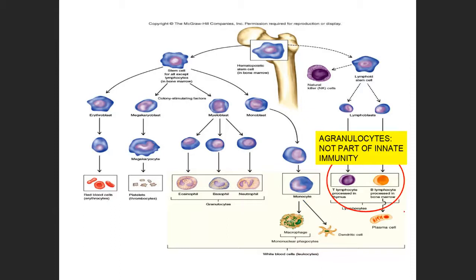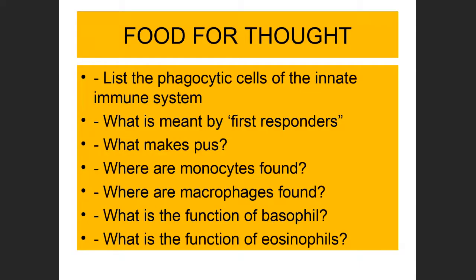And then the agranulocytes are not part of innate immunity. Those would be the lymphocytes. So know the cells, know the characteristics of cells.